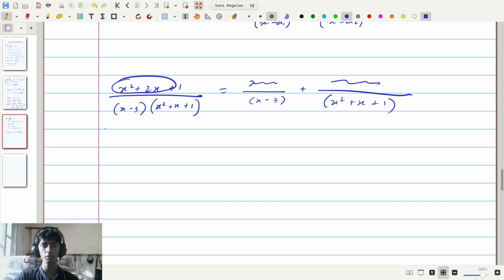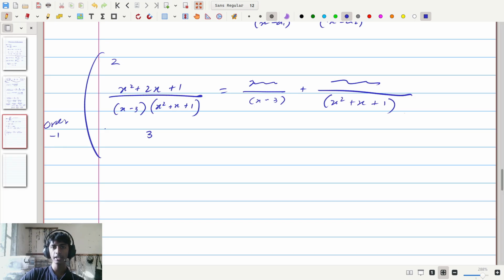The order of the numerator is order 2 and the order of the denominator is order 1 times order 2, which is order 3. So we have order 2 divided by order 3, which means that this left side is order negative 1, which means that everything on the right side needs to be order negative 1. In this case, x minus 3 is order 1. So in order for the whole thing to be order negative 1, this needs to be order 0, which means this is just a constant.